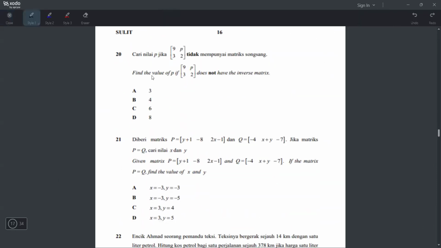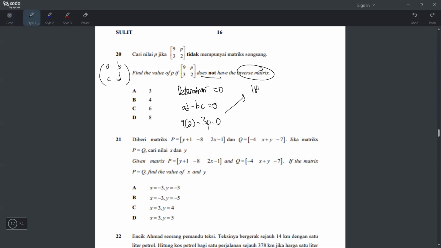Okay, number 20. Find the value of P if the matrix 9, P, 3, 2 does not have the inverse matrix. If they say it does not have an inverse, it means the determinant equals 0. What is the determinant? AD minus BC. When I say AD minus BC, I mean this: if they give you 2 rows, 2 columns, this number is A, this is B, this is C, this is D, right? So AD minus BC equals 0. For this case, what is your AD? 9 times 2, right? Minus B times C, which is 3 times P, equals 0. And then now you can find your P.